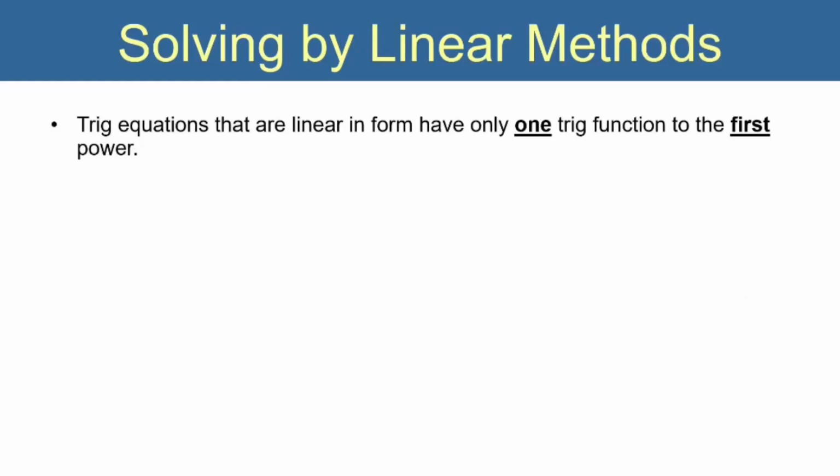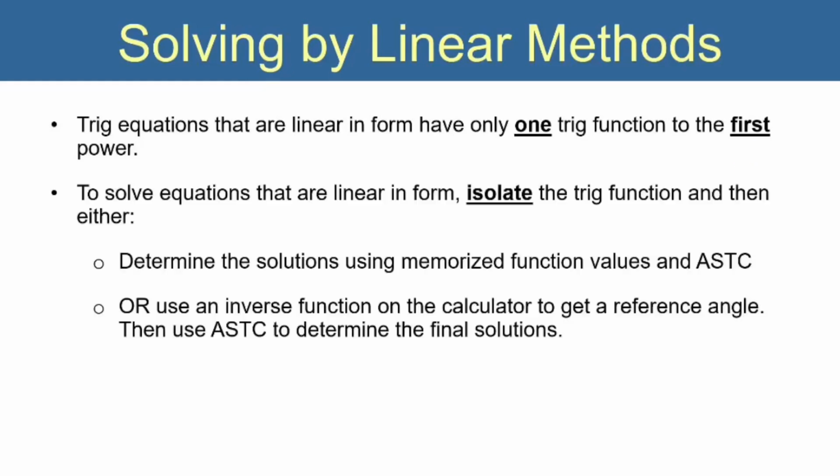But we're going to start by solving equations that can be solved using linear methods. Trig equations that are linear in form have only one trig function, and it will be to the first power. To solve an equation that's linear in form, just isolate the trig function and then you'll either determine the solutions using memorized function values and ASTC, or you can use an inverse function on the calculator to get a reference angle and then use ASTC to determine the final solutions. We're going to see examples of both of these coming up.